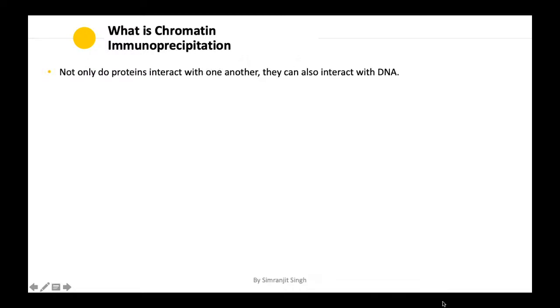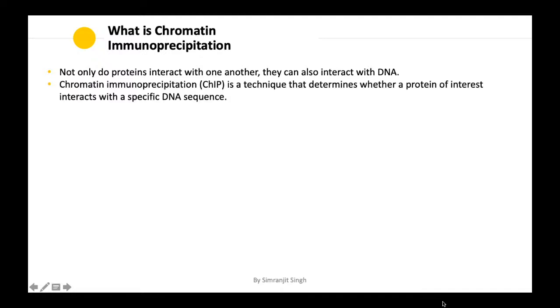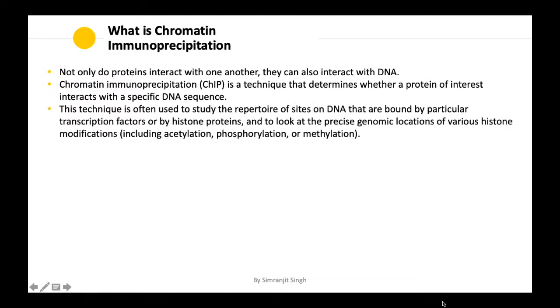So what is chromatin immunoprecipitation? Not only do proteins interact with one another, they also interact with DNA. So chromatin immunoprecipitation is a technique that determines whether a protein of interest will interact with a specific DNA sequence. This technique is often used to study the sites on the DNA which are bound by particular transcription factors or histone proteins, and to look at the precise genomic locations of various histone modifications.